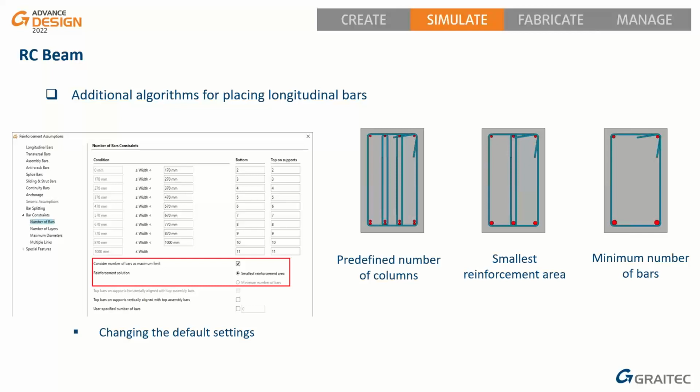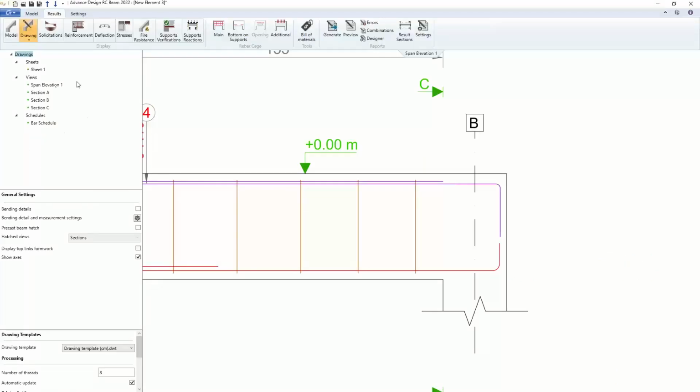the existing settings use the predefined number of columns of bars, and now we can consider the entered number of columns as the maximum limit, and it starts with the smallest number of bars and increases the diameter. So the algorithm is searching for other possibilities to define the reinforcement. Maybe I will show you quickly how it works.